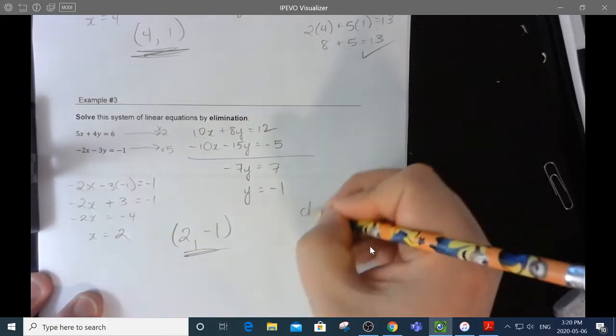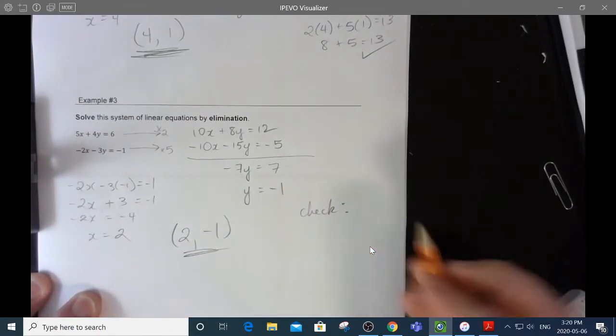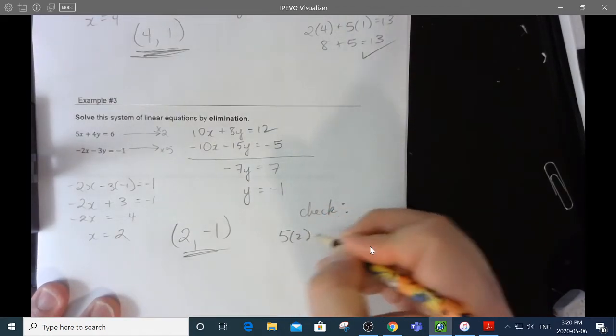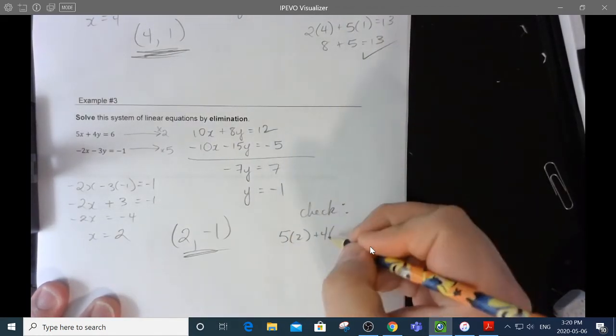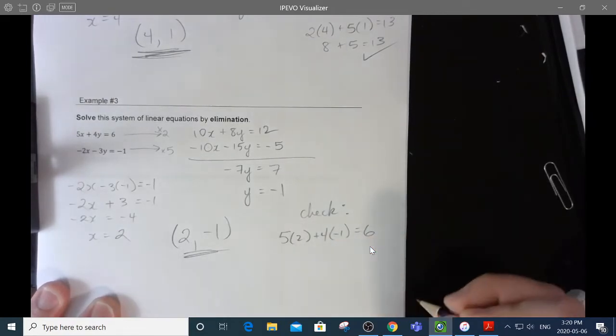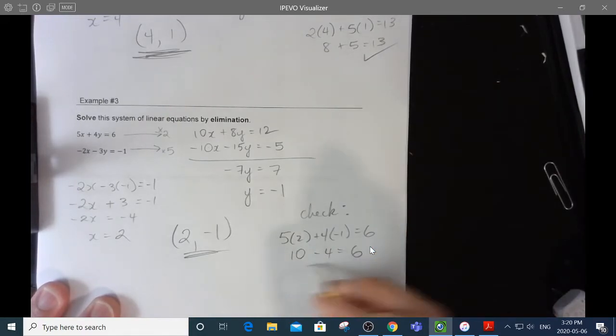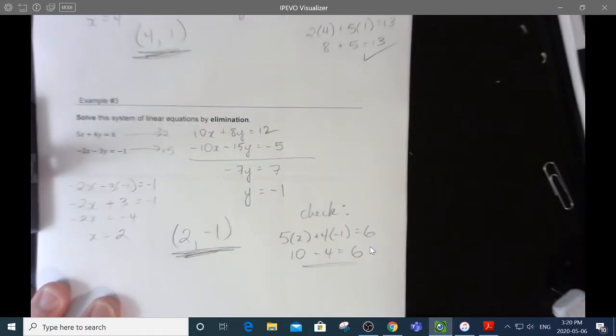Let's do a check and see if I did that right. So I'll pick the first equation. 5 times 2 plus 4 times negative 1 had better equal 6, or I goofed something up. 10 minus 4 is equal to 6. Looks good. So there we go.